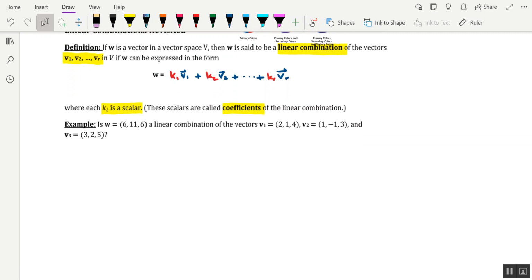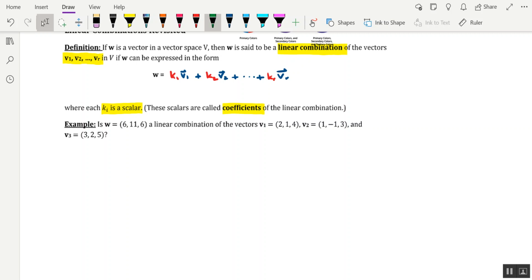So a common question that tags along with this sort of idea is whether or not a vector is a linear combination of a given set of vectors. Now we can answer this question if we can find scalars that would be multiplied to these vectors to give us the vector w. So the strategy is to see if you can figure out scalars that would go in front of the vectors v1, v2, and v3. And if we do get specific values of the scalars, then yes, the vector w would be a linear combination of the vectors v1, v2, and v3.